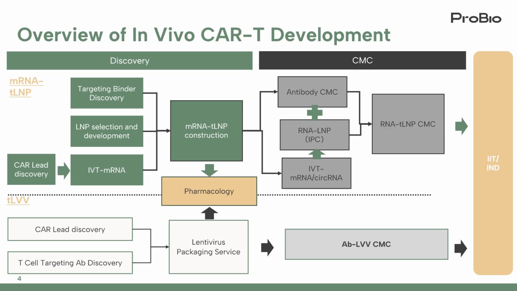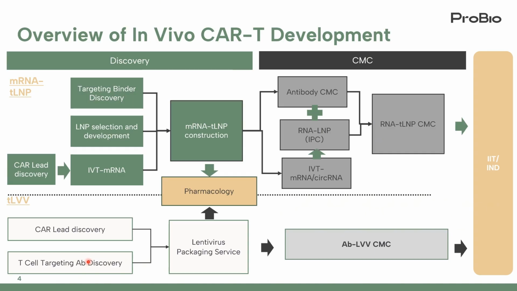This is the overview of a workflow from discovery to CMC for these two approaches. Either one requires the discovery of two antibodies. One is the CAR lead antibody, which targets the CAR-T cell to cancer cells, while the other one is the T cell targeting antibody, which targets the gene fragments into T cells, so that the T cell can express the CAR on the cell surface.